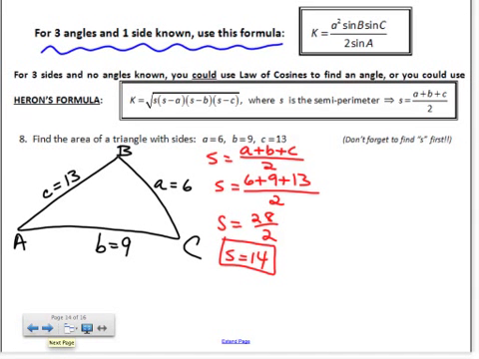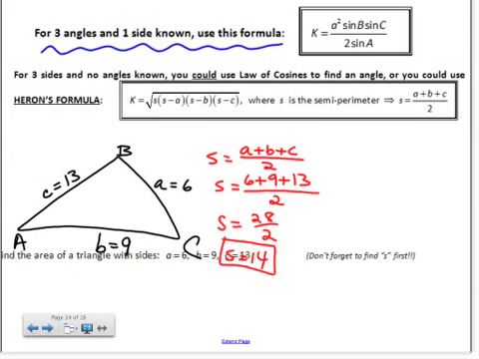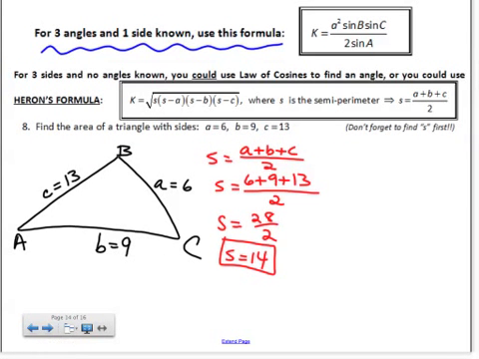So now we're going to go ahead and find K. I have a question. Should the semiperimeter be bigger than any of the given sides? Yes. In fact, if it's not bigger than any of the three sides given, you're going to get a negative under the radical, which will not be a nice thing at all. So we're going to be very careful with that.